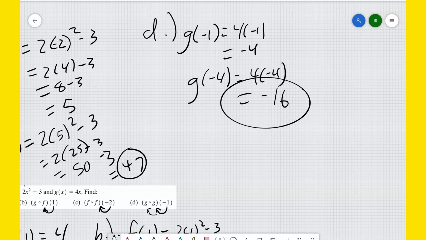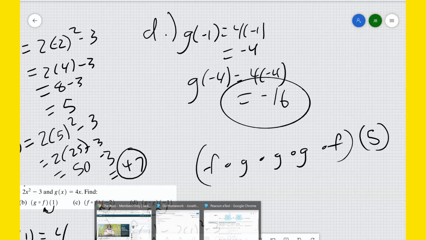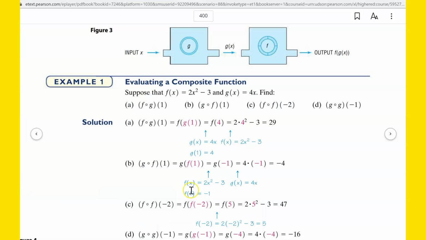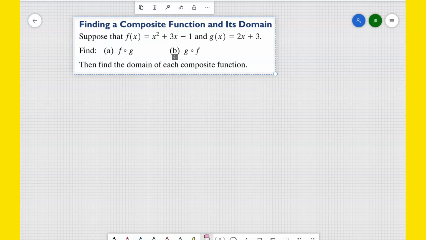Now you can do this as much as you want. You can do f of g of g of g of f of 5. So you think about that. You plug 5 into f, get that result, plug it into g, get that result, plug it into g again, get that result, plug it into g again, get that result, plug it into f, get that result, and then you'd be finished. So you can go however much you need to on these composite functions.